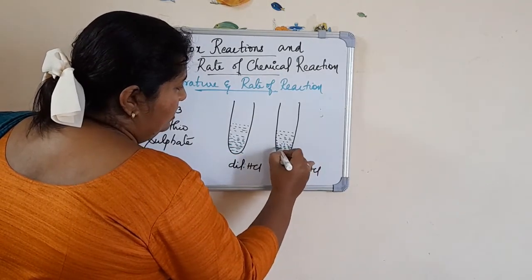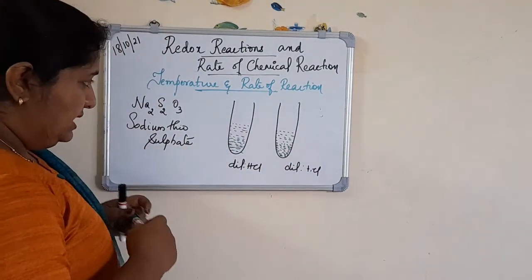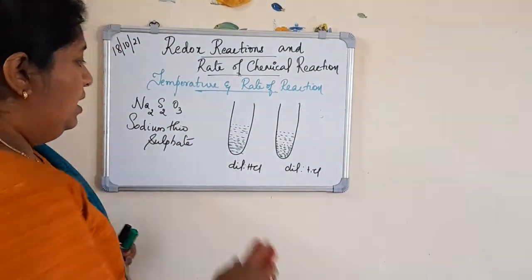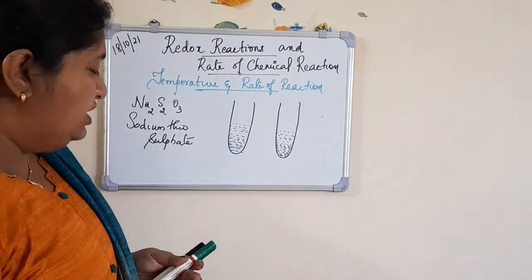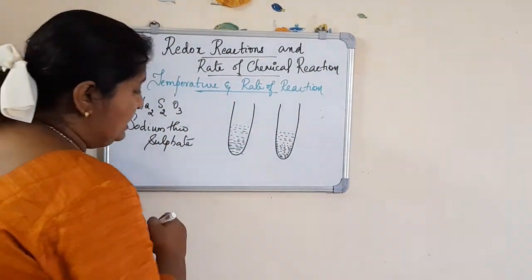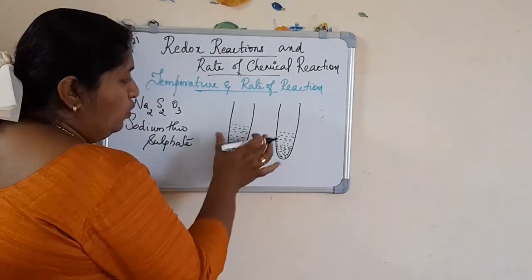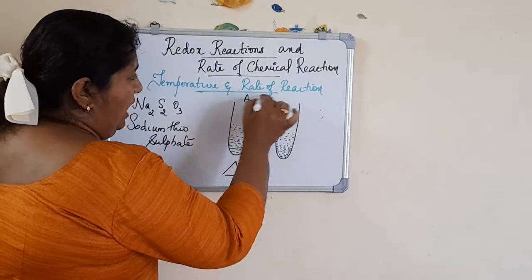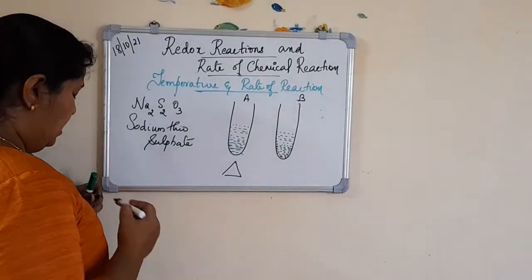So here also I am adding dilute HCl. But what I am doing is that only in one test tube, test tube A, I am heating it. The other one I am keeping as such.